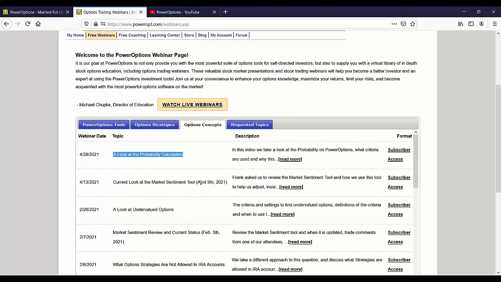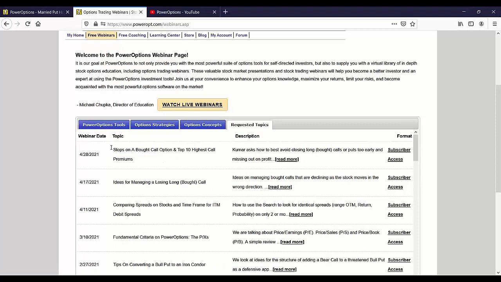Last week, we had a look at the probability calculation. We had the discussion there. And then, of course, requested topics: stops on a bought call and the top 10 highest call premiums. My apologies. A customer wanted to know how to find the top 10 highest call premiums for a covered call. We just created a search for that.